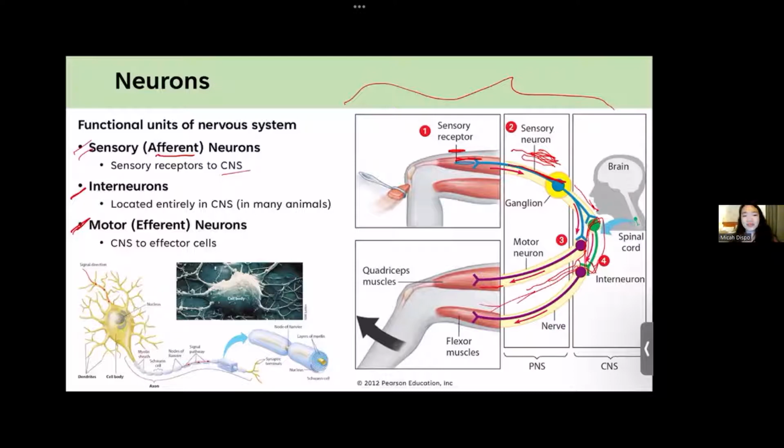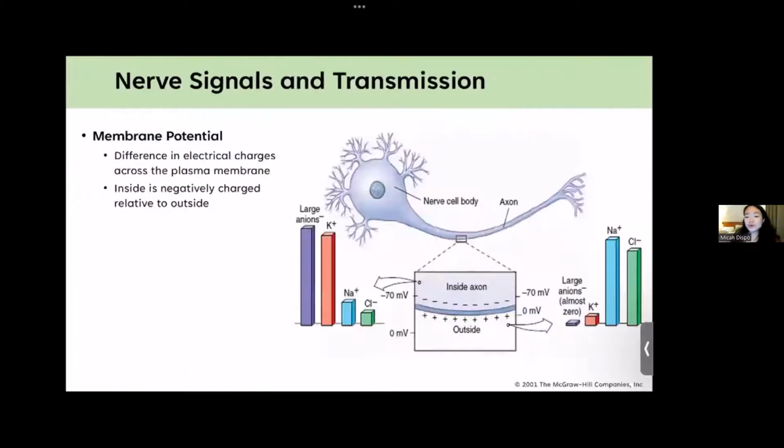All right. So to better understand how nerve signals are transmitted, we need to know the concept of a membrane potential. A membrane potential is basically the difference in electrical charges, or the difference in the electrical potential, of the inside of the neuron and the outside of the neuron. Here we say that the inside is negatively charged relative to the outside, but this happens in the resting state, or when the neuron is essentially resting.